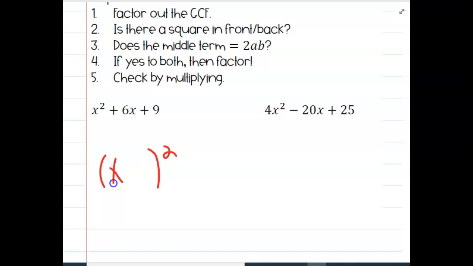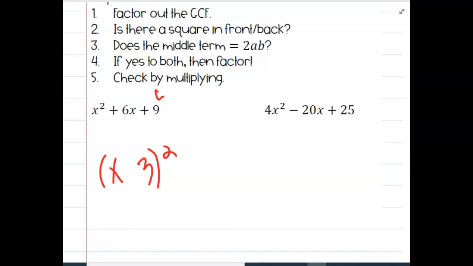But then you have to do the same thing in the back, because remember, if you multiply this out to get the L, I would have taken that number times itself. So you're thinking, what times itself would give you 9? 3 times 3, right? So whenever you FOILed these out, you said, okay, x times x, 3 times 3. When your factor flowchart is saying it's a square in front, square in back, this is what it's asking. Can you fill in those parentheses?